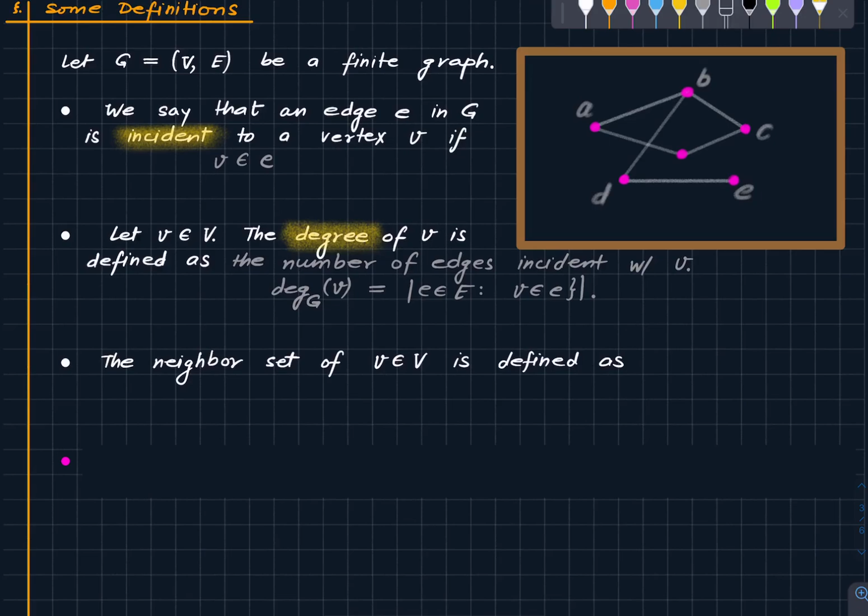So the neighbor set of a vertex v is defined as N, and then you emphasize the graph if you like, and v in brackets or not. This is defined as all those vertices such that this is an edge.